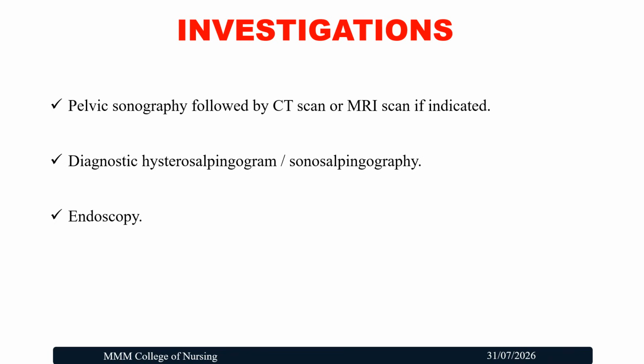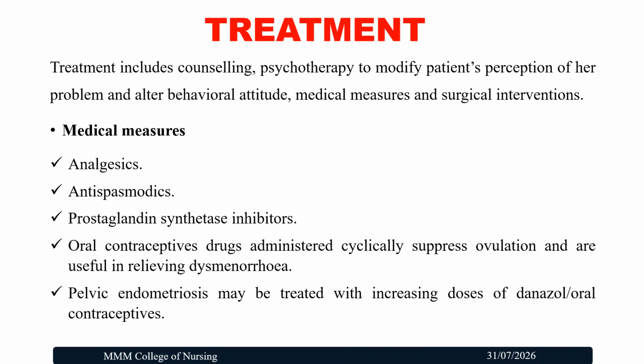The investigations for dysmenorrhea are pelvic sonography, which is nothing but USG, followed by a CT scan or MRI if it is indicated. Then diagnostic hysterosalpingogram, sonosalpingography, and endoscopy. The treatment includes counseling, psychotherapy, and we can also modify the patient's prescriptions for her problem and alter the behavioral attitude. Medical measures and surgical interventions can also be planned.